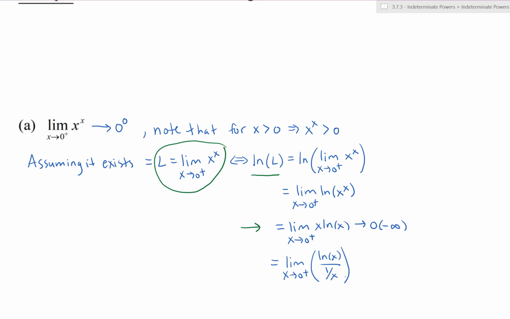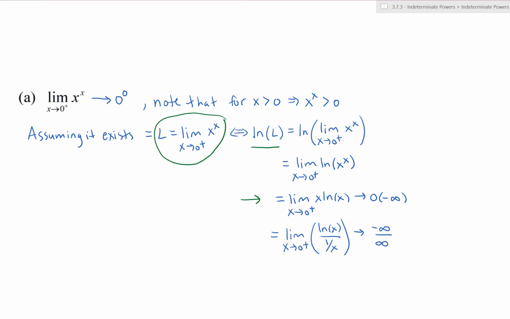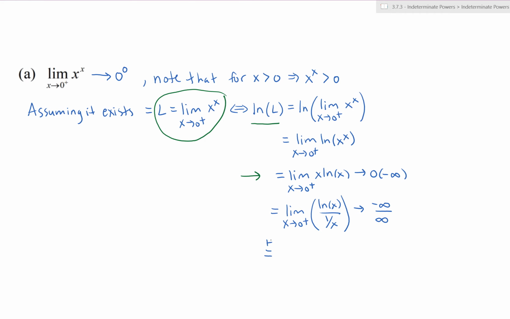when we have an indeterminate product, then we can see now this is going to go towards negative infinity in the numerator and infinity in the denominator. And now it has one of the indeterminate forms for which we can use L'Hopital's rule. So let's go ahead, use L'Hopital's rule, and what do we get? We get the limit as x goes to 0 from the right of derivative of the numerator 1 over x, derivative of the denominator negative 1 over x squared, and that is the same thing as the limit as x goes to 0 from the right of negative x, which is equal to 0, of course.